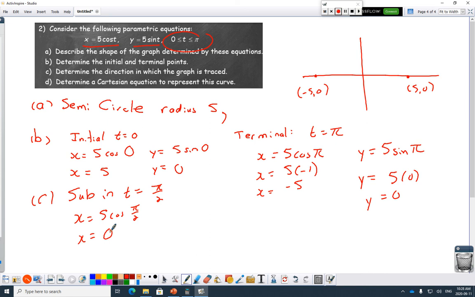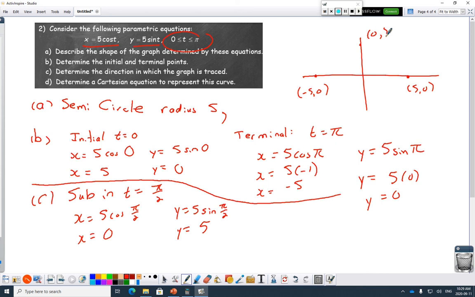Your calculator's there. As long as it's in radian mode, you can handle this. Not just your fancy new calculator, any calculator can handle cosine of pi over 2 in radian mode. And then, I'm just going to draw a line here. Don't want these to get confused. y equals 5 sine pi over 2. And sine of pi over 2 is 1, so I get (0, 5). My middle point is (0, 5).